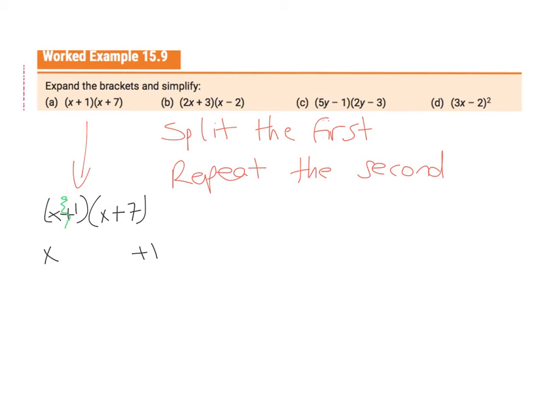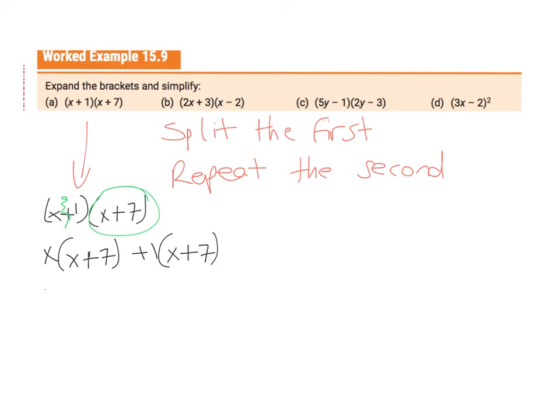And what I'm going to do with the other bracket is repeat it. I'm going to write it in twice. I'm going to write it here, and I'm going to write it in here. So again, I've split the first bracket into x and plus 1, and I'm repeating the second bracket here and here. And now I can just multiply out.